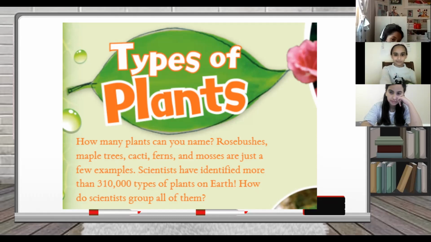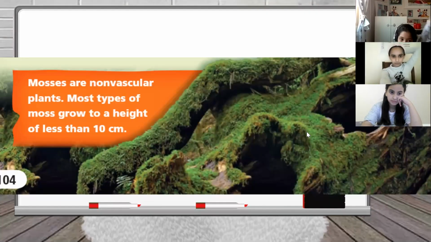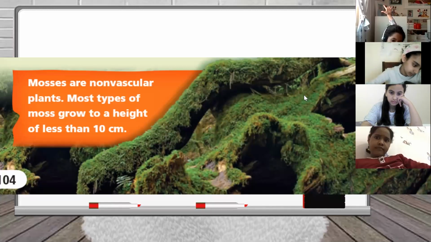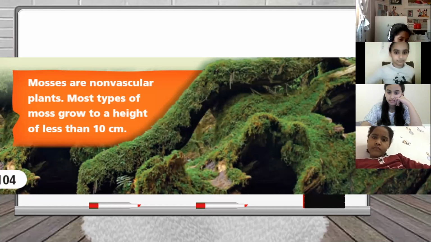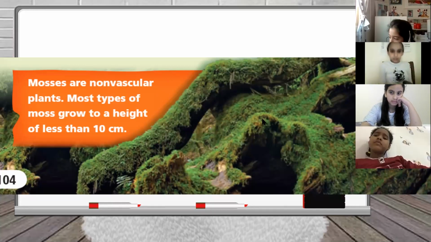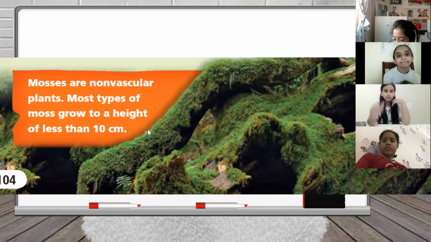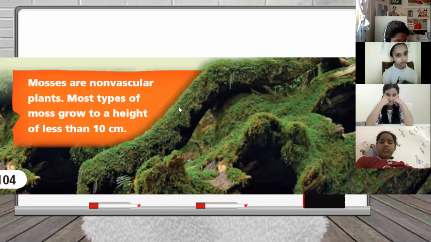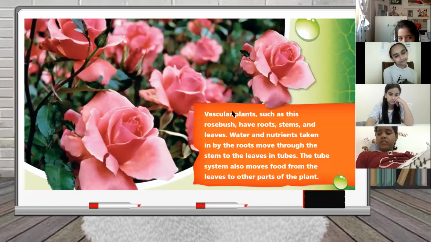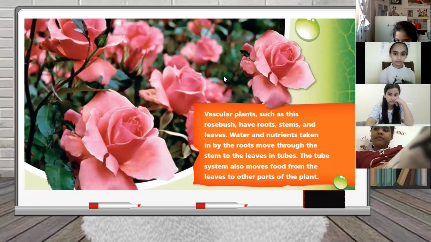Let's see. Teacher, what's a maple tree? We'll see now. Mosses are non-vascular plants. Most types of mosses grow to a height of less than 10 centimeters. See? This is what I'm talking about, Rital. They cannot go up. They cannot reach the same level of a plant. They only grow less than 10 centimeters. So even grass cannot be 10 centimeters. It will be less than 10 centimeters.